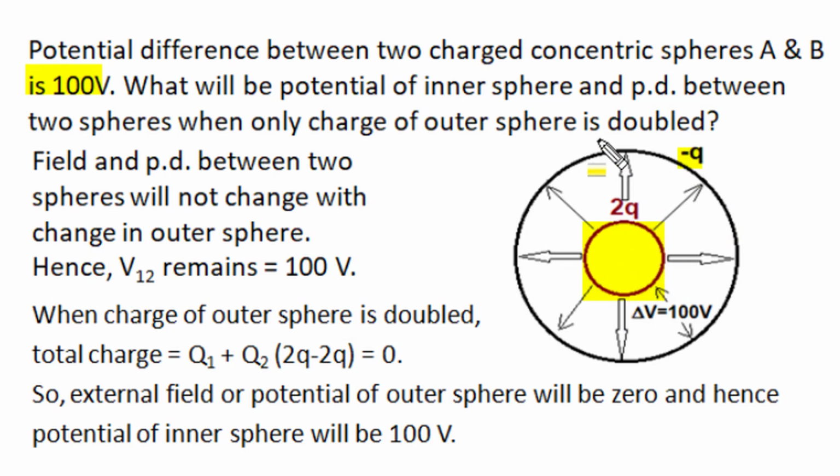So we know if we change charge of this outer sphere, this change of charge will not change electric field produced in between two spheres, as this electric field solely depends on inner charge, and potential difference in that electric field also depends on inner charge only, and since inner charge is not changed, the potential difference will remain 100 volt even when this outer sphere charge is doubled. When charge of outer sphere is doubled, that means it is made minus 2q from minus q.